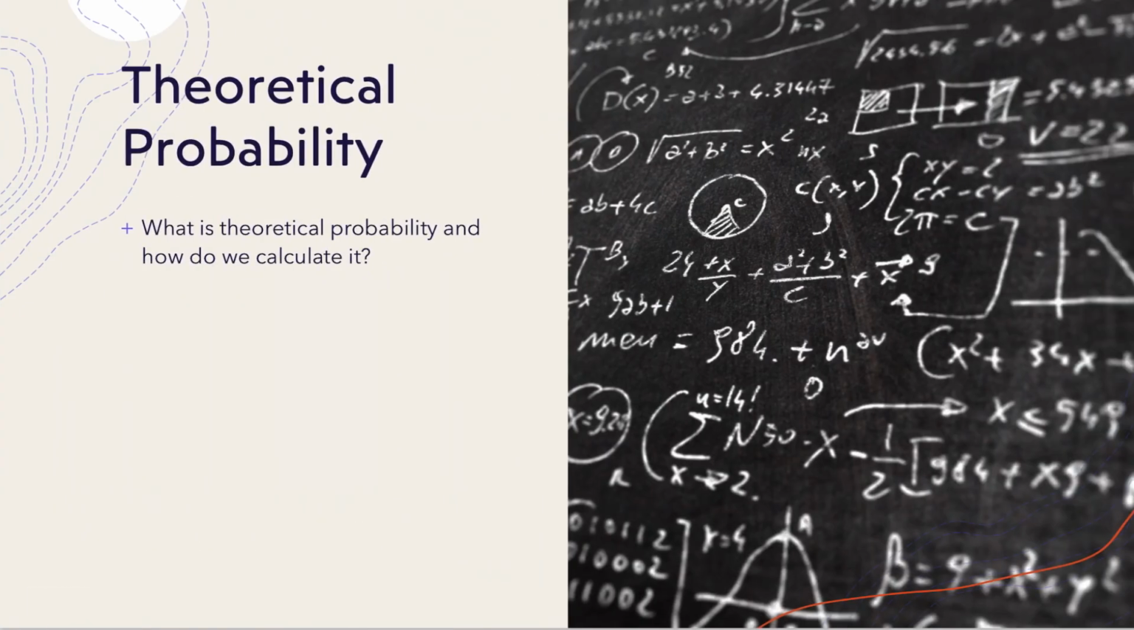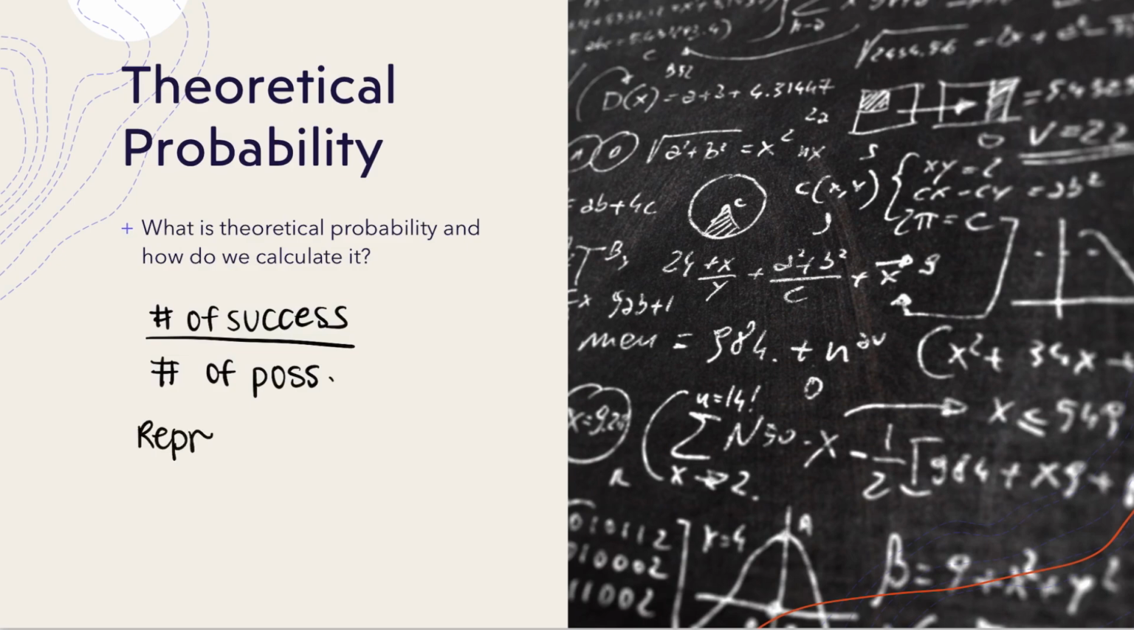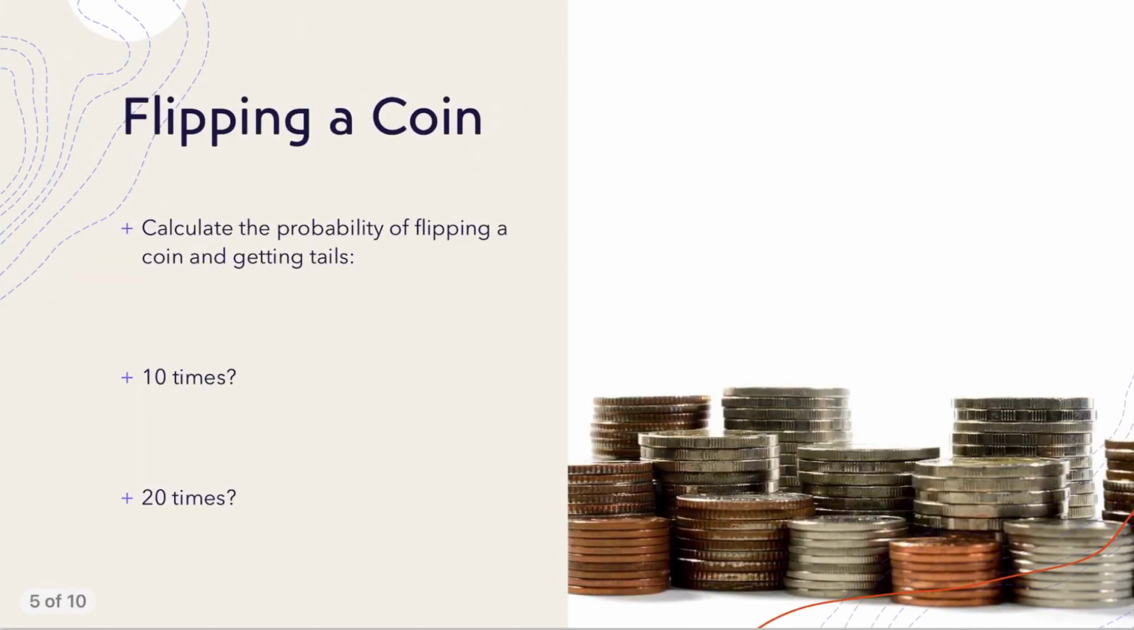So theoretical probability is what we just did. Theoretical probability is just that. It's the number of successes over the number of possibilities. But it's theoretical. It means that it represents the expected ratio. But it's just theoretical. So let's pretend we're flipping a coin. So the probability of flipping a coin and getting tails would be 1 out of 2, right? Because that's one option out of 2.